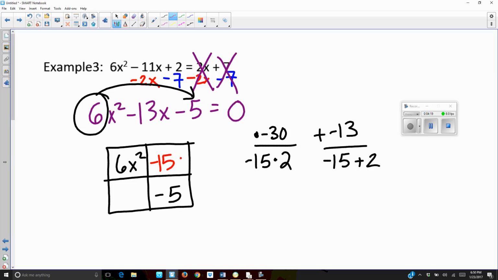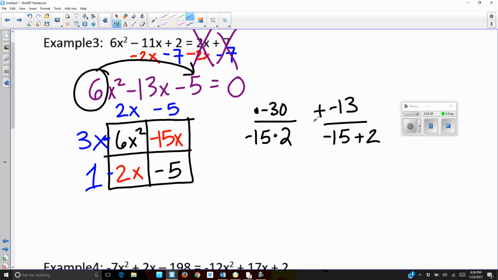So negative 15x goes here. It doesn't really matter. It can go in either box. Positive 2x goes there. And then take the GCF of each row and each column. The GCF of this row is going to be 3x. 3 goes into 6 and negative 15. The GCF of the second row has nothing in common, so you can factor out a positive 1. First column, you can take out a 2x. Second column, you can take out a negative 5. So the factors for this problem are 3x minus 1 and 2x minus 5.